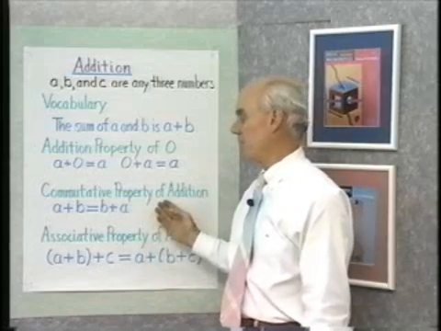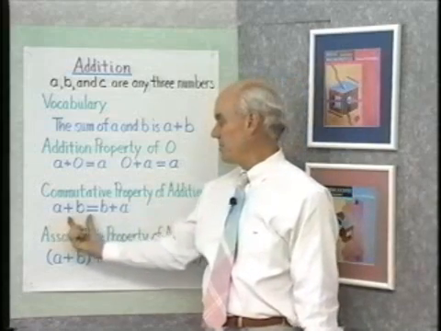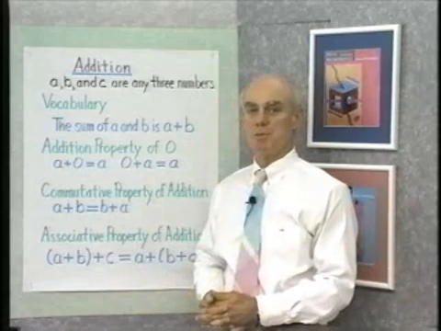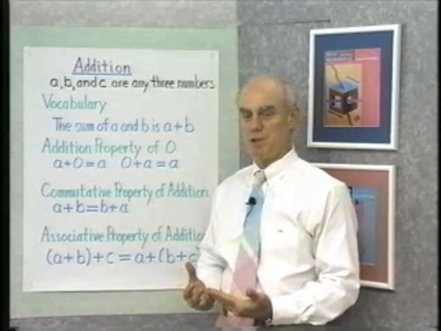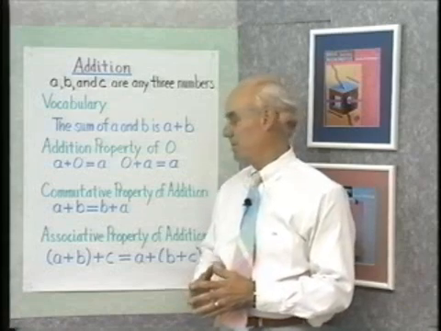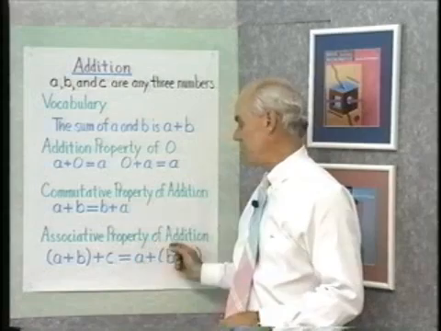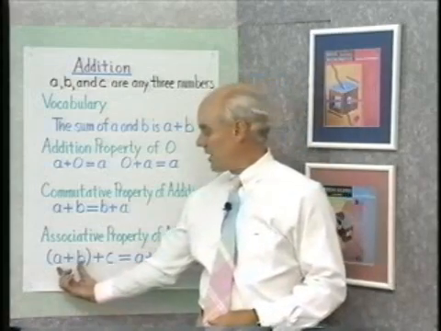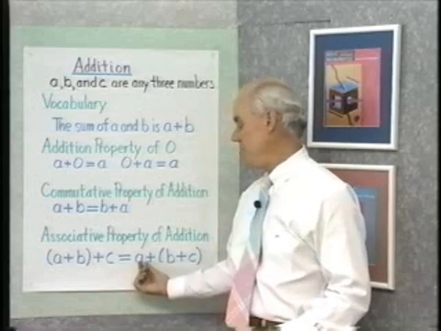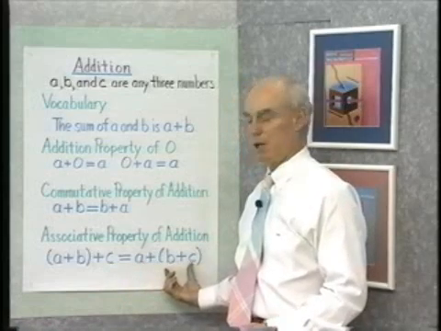The commutative property of addition says that A plus B is equal to B plus A. So the order that we add two numbers in is not going to affect the result. A plus B and B plus A are exactly the same number. The associative property for addition says that the quantity A plus B, plus C, is always equal to A plus the quantity B plus C.